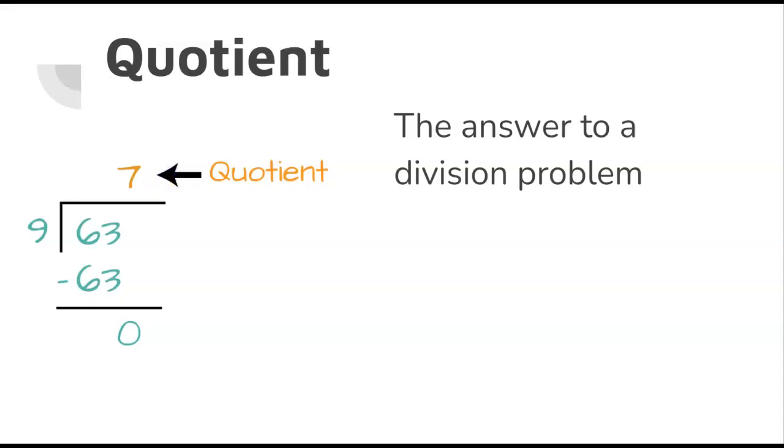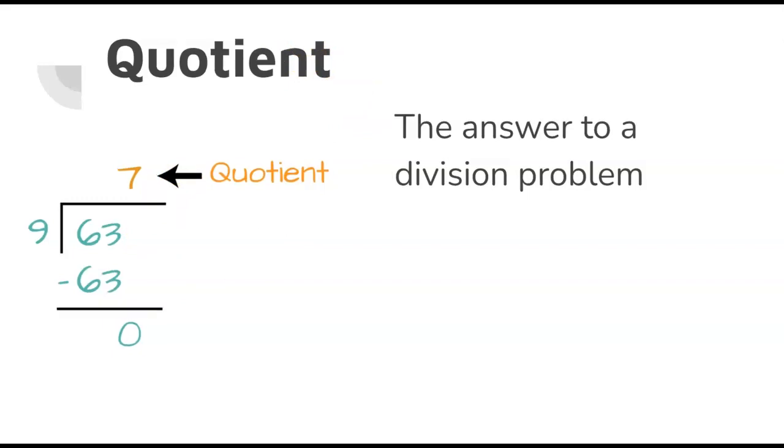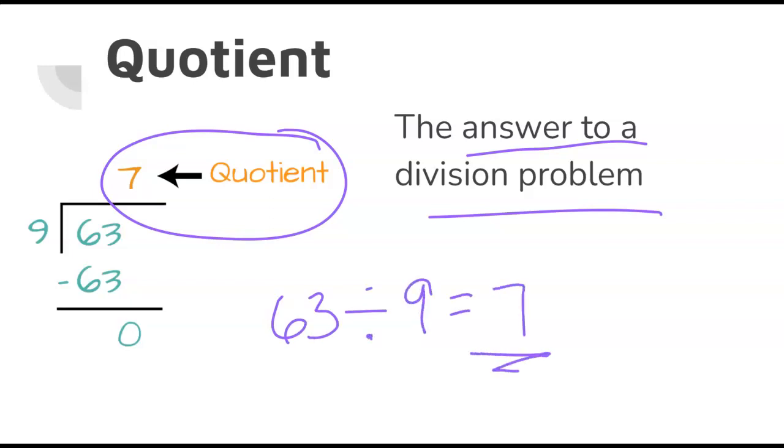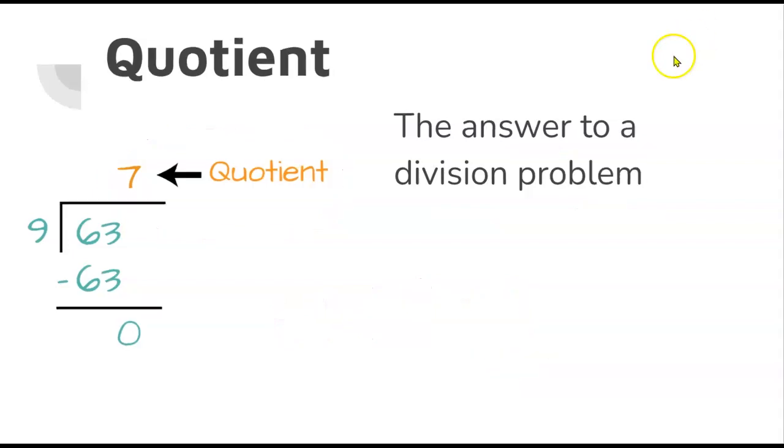Okay, let's go over what is a quotient. So the quotient is the answer to a division problem. So if we take 63 divided by 9, our quotient or our answer will be 7. Another way of writing this could be 63 divided by 9 equals 7. 7 is our quotient. 7 is the answer to a division problem.